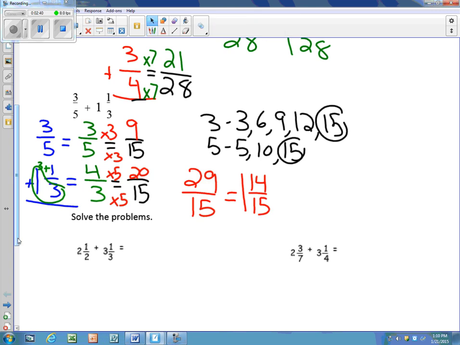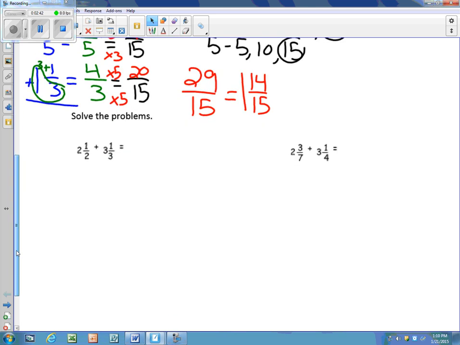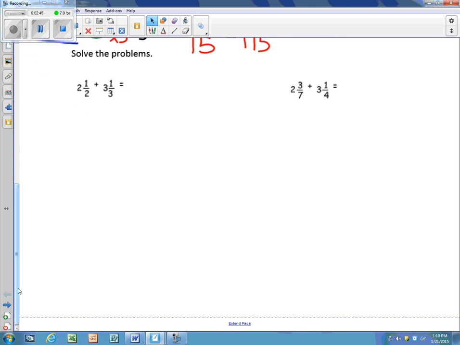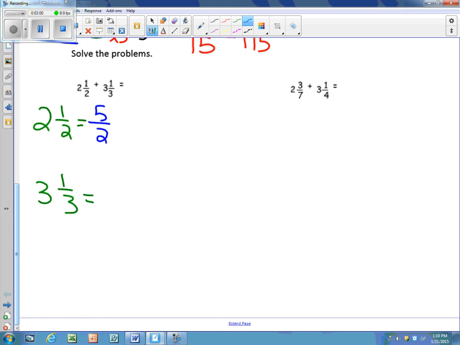So now I'm going to go down to the bottom, where I have to solve two problems that are mixed numbers. So the very first thing I'm going to do is write them again vertically. Once I write them vertically, I'm going to turn them into improper fractions. So 2 1/2 becomes 5/2, because I did 2 times 2 plus 1. And over here it's 3 times 3 plus 1, which would give me 9/3. And then I know if I did my multiples out, that 6 is my common denominator.